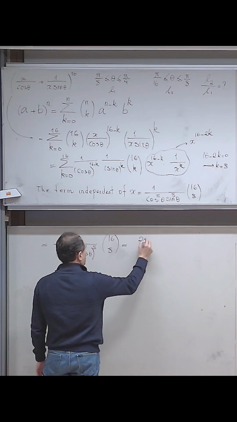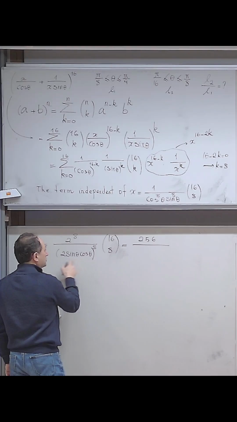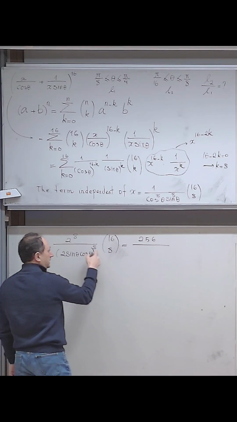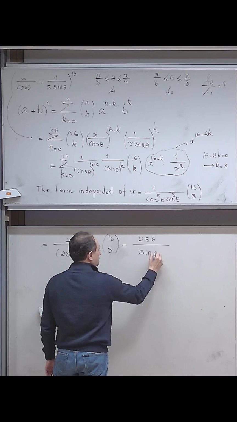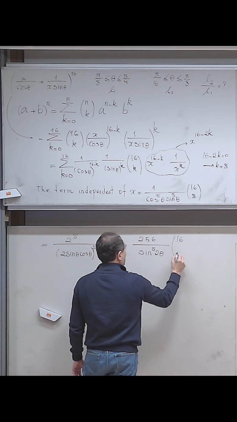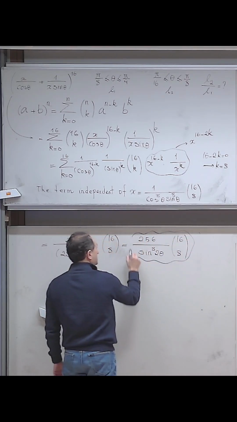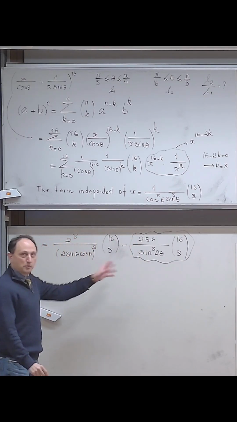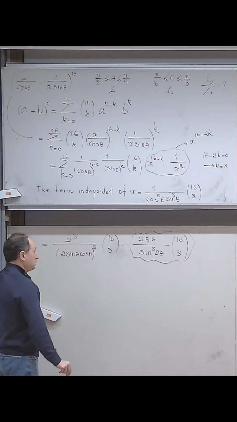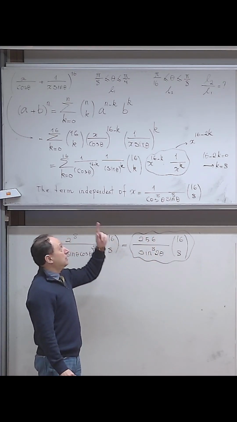So let me write 256, and this one can be written as sine 2 theta to power 8. So sine 2 theta to power 8, and then 16 over 8. So this is the term independent of x in the compact form. Okay, but now I want to talk about the minimum of this expression under two conditions.